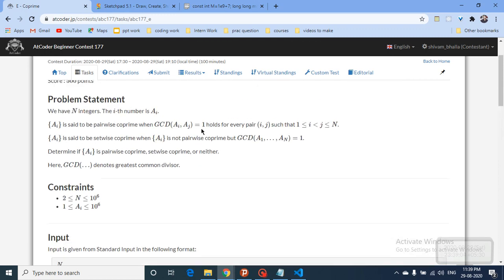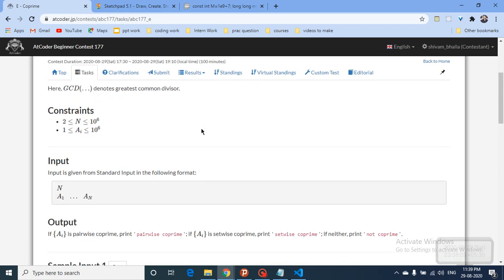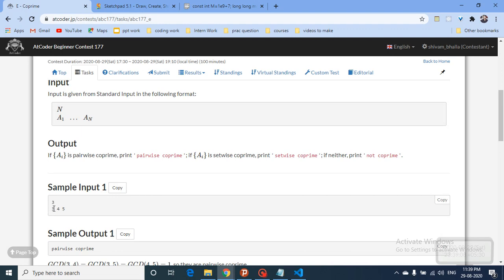For pairwise coprime, what you can easily do is find the factors of every number you are iterating on. Factors you can find in O(sqrt n), and then for every factor you just store it somewhere.